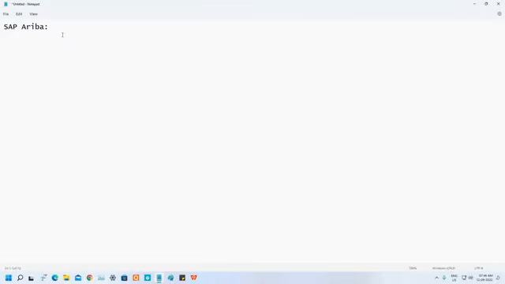What is Ariba? A procurement-focused software. We will not say application, but software. Please focus on this: a procurement-focused software, not an ERP. That is why I was telling all of you that when you compare S/4HANA sourcing and procurement with Ariba, sourcing and procurement are not software. They are a module within an ERP.